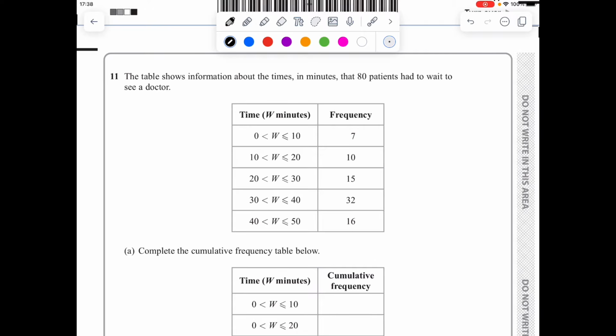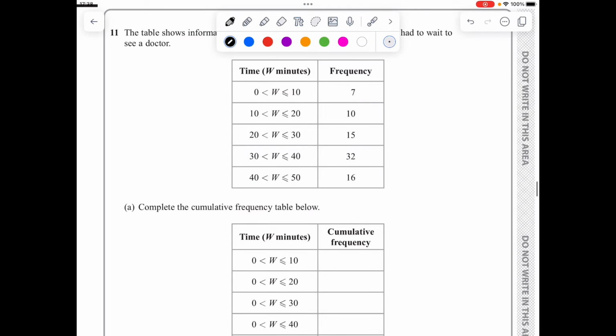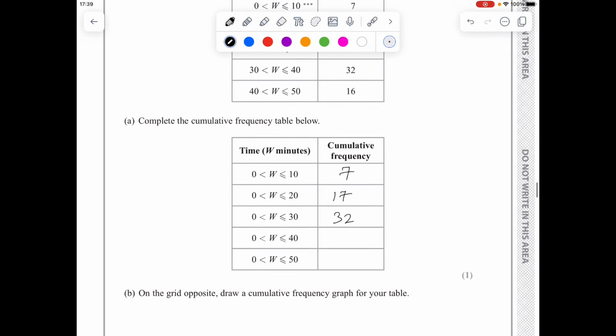For part A of question 11, we just find the cumulative frequency. Now the first one is 7, and 7 plus 10 is 17, plus 15 is 32, plus 32 is 64, and plus 16 gives me 80.